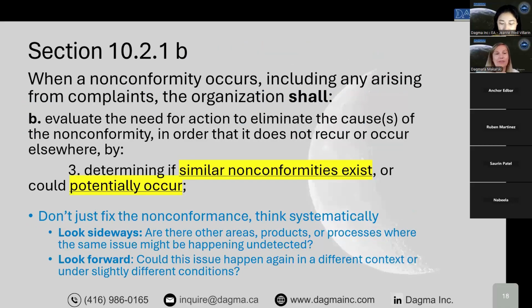3, determining if similar nonconformities exist or could potentially occur. So don't just fix the nonconformance. Here, we really need to think systematically. Look sideways. So are there any other areas, products, or processes where the same issue might be happening undetected? And look forward. Could this issue happen again in a different context or under slightly different conditions?